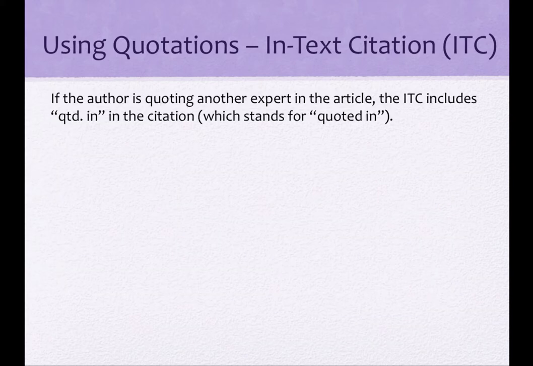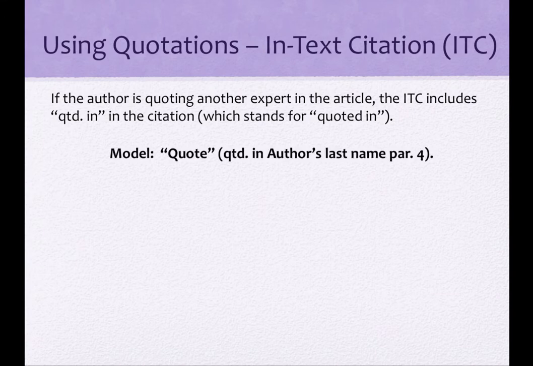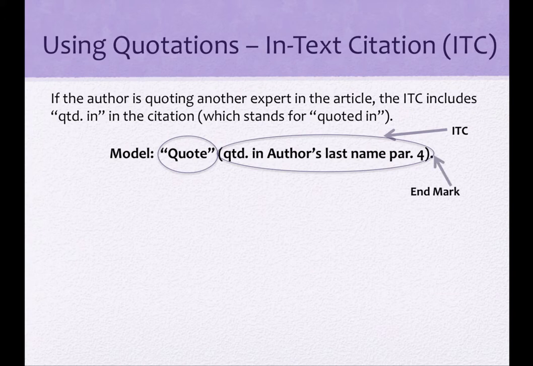If the author's quoting another expert in the article, a lot of researchers do this. They are researching themselves, so they'll quote someone else in that article. The ITC, the in-text citation, includes QTD in the citation, and the QTD in stands for quoted in. Here's a model. There's the quote, but this was quoted in the author's last name and the paragraph number, the in-text citation, and the end mark.